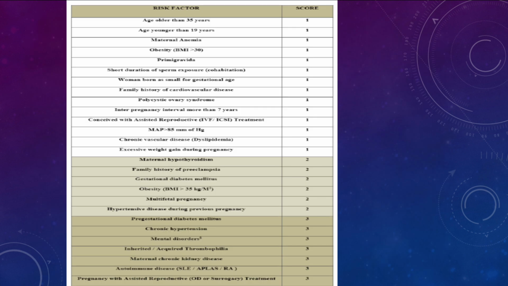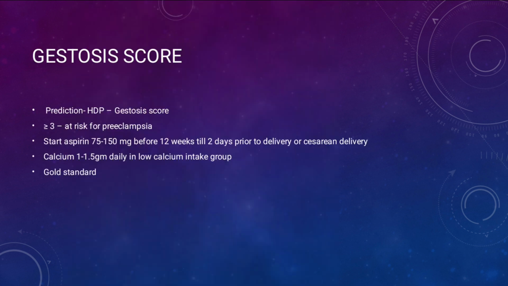Then the risk factors for the gestational scoring system: they have put all these things together, maternal age, parity, and all the risk factors they include. They make a scoring system that is easy to calculate; at risk if the score is more than 3. Multiple pregnancy and hypertensive disorder, and maternal hyperthyroidism, score 2. Family history of preeclampsia, maternal chronic kidney disease, and autoimmune disease all score 3. Then gestational hypertension prediction: a score more than 3 is at risk of preeclampsia.